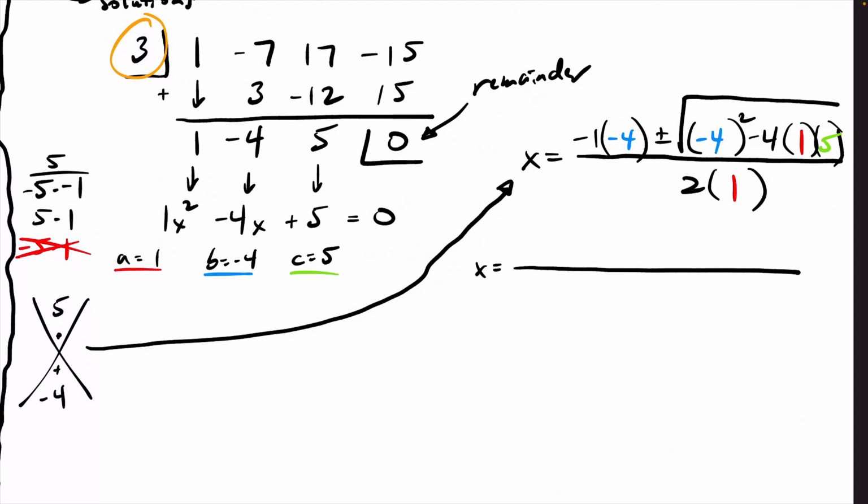Okay? Once you do that, multiply. Negative 1 times negative 4, make positive 4. Then inside the square root, negative 4 squared is negative 4 times itself. That's not negative 16. That's positive 16. Minus 4 times 1 times 5 is 20. And then on the bottom, it's just 2 times 1, 2.